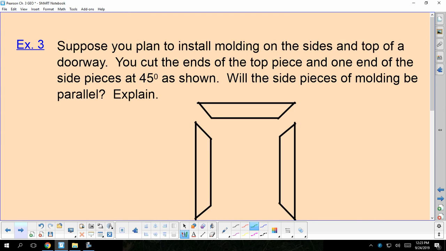suppose you plan to install molding on the sides and top of a doorway. You cut the ends of the top piece and one end of the side pieces at 45 degrees as shown. Will the side pieces of the molding be parallel? Remember, we like our doorways to have parallel edges, right? We like right angles and parallel edges. So one way to go ahead and ensure this is to set our cuts to be 45 degrees.